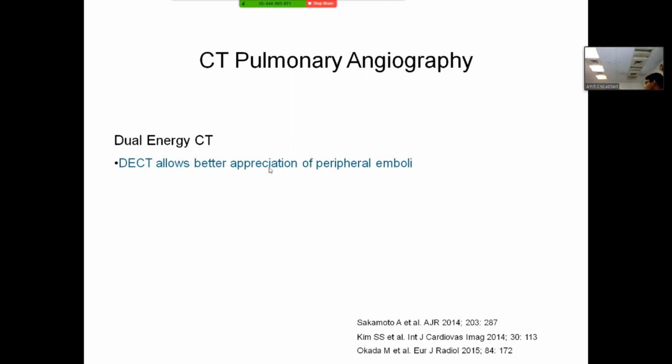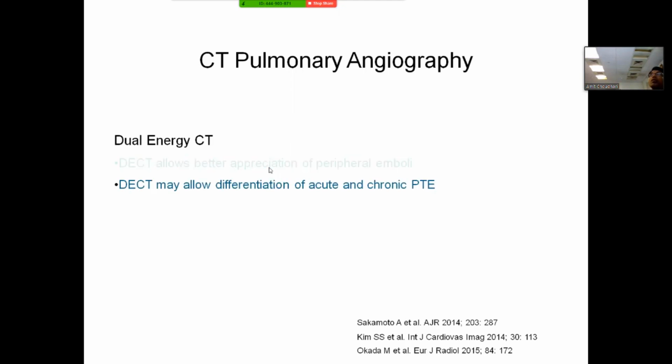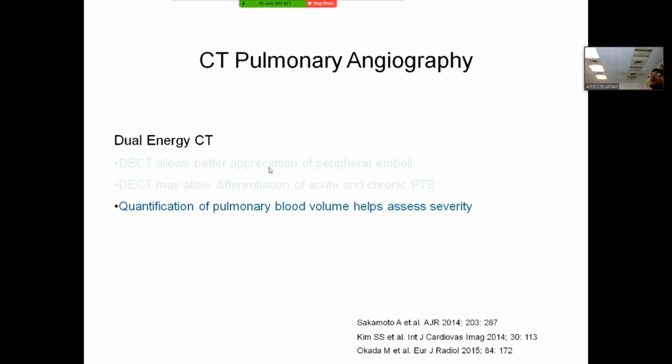So it will allow differentiation between the acute and the chronic one. Okay. And quantification of the blood volume. There are so many software packages along with dual energy. Then you can actually quantify, similar to what we are doing in nuclear medicine, whether it is an oligemic area or not.